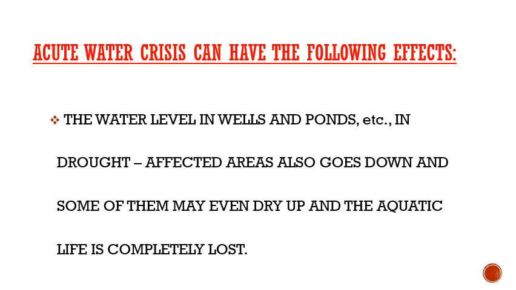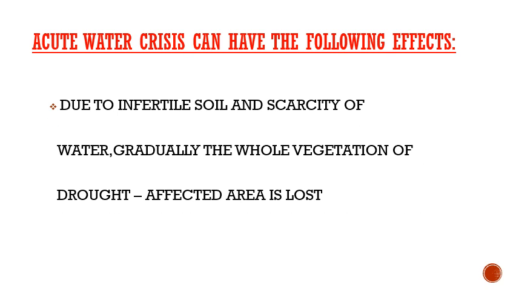Then third one, the water level in wells and ponds, etc. in drought affected areas also goes down, and some of them may even dry up and the aquatic life is completely lost. Fourth one, due to infertile soil and scarcity of water, gradually the whole vegetation of the drought affected area is lost.